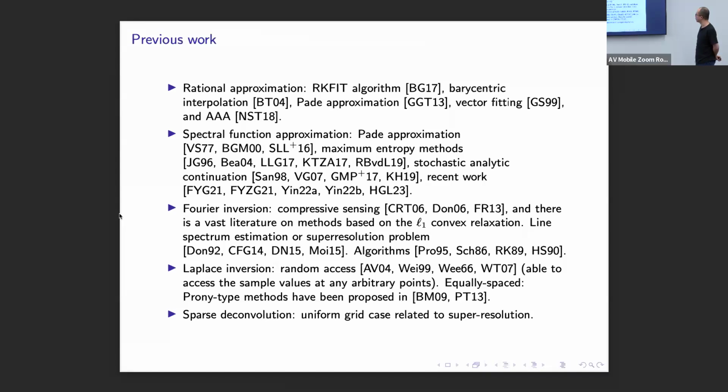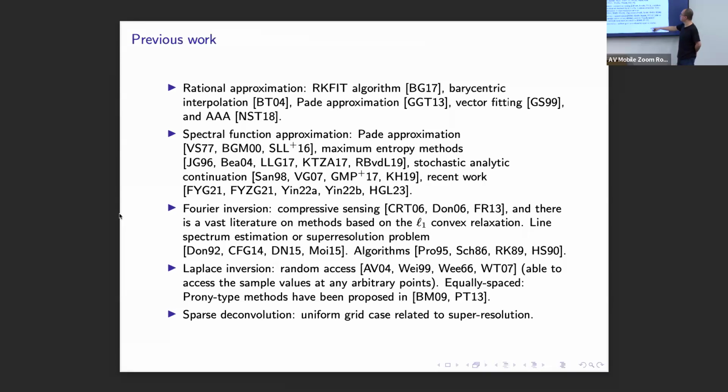Various kinds of methods have been proposed for that. Now, Laplace inversion is a very hard problem because of the exponential decay rate. If you have something that decays very fast, and the signal has noise, it's very hard to detect it. In the case of random access, meaning that you're not given specific sample locations but you can decide to sample wherever you want, this becomes a slightly easier problem.